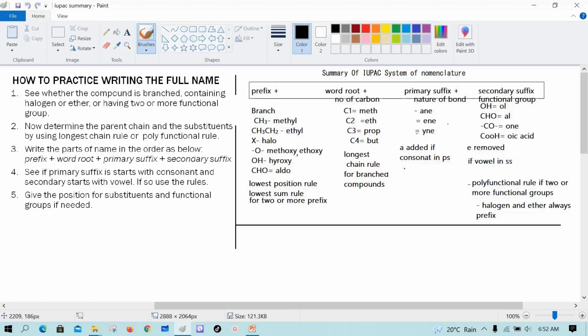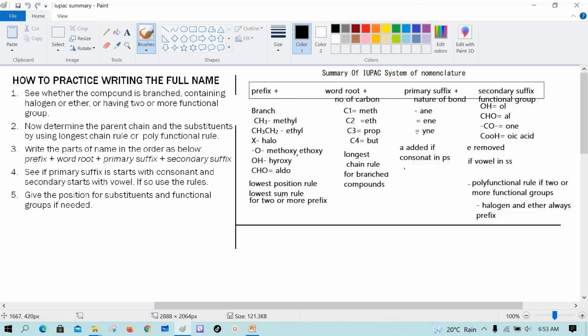Okay, so before going through the practice of those questions in the practice section, I want to review some of the summary of the IUPAC system. Once we have that background in the content, then we can easily practice the name of the compound, right? So the summary of the IUPAC system of nomenclature says the name of an organic compound contains 4 parts: prefix, word root, primary suffix and secondary suffix. Prefix indicates branches. Word root indicates the number of carbons in the parent chain. Primary suffix indicates the nature of bond, and secondary suffix indicates the functional group.